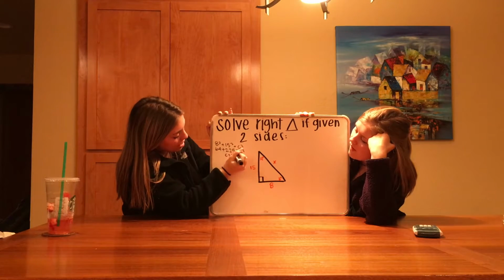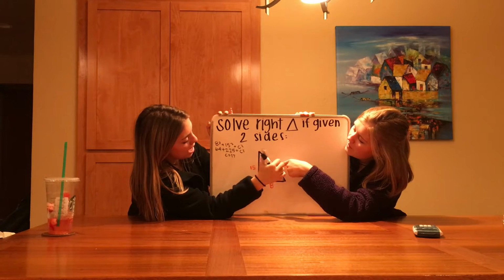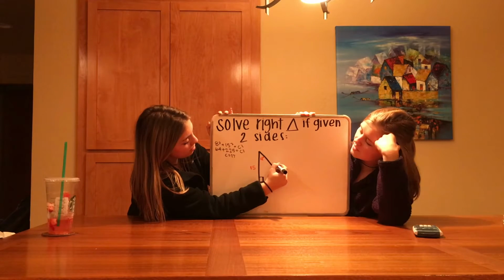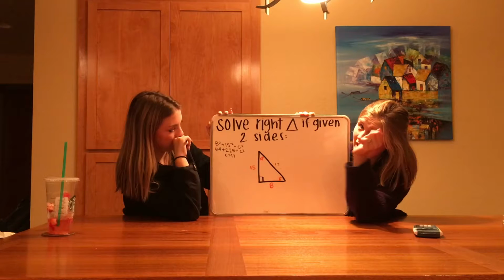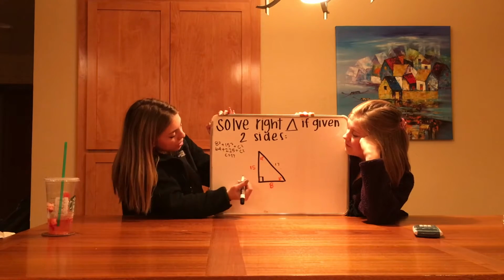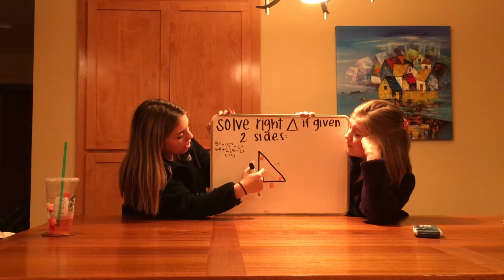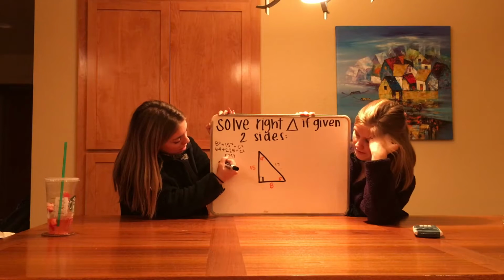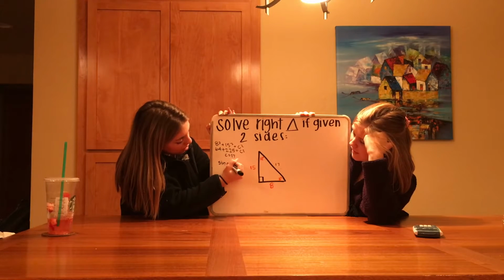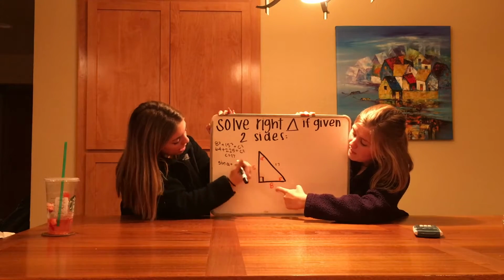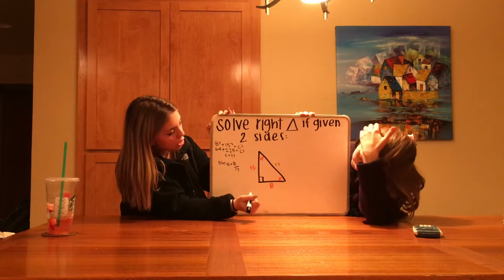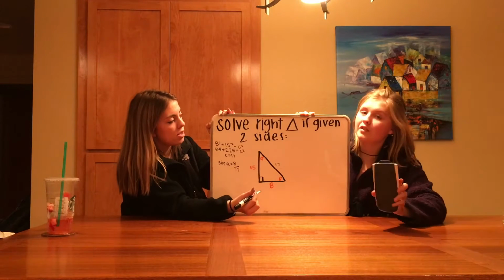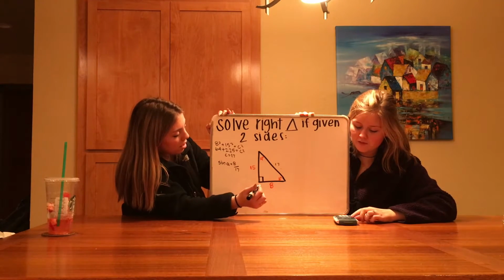C equals 17. So we've already found one side. Now we just need to find these angles, and we just taught you that in the last one too. So we will now go sine of A. The sine of A is going to be opposite 8 over hypotenuse 17. And then you plug that into your calculator, and we're going to do the inverse. Do you remember what we did last time?